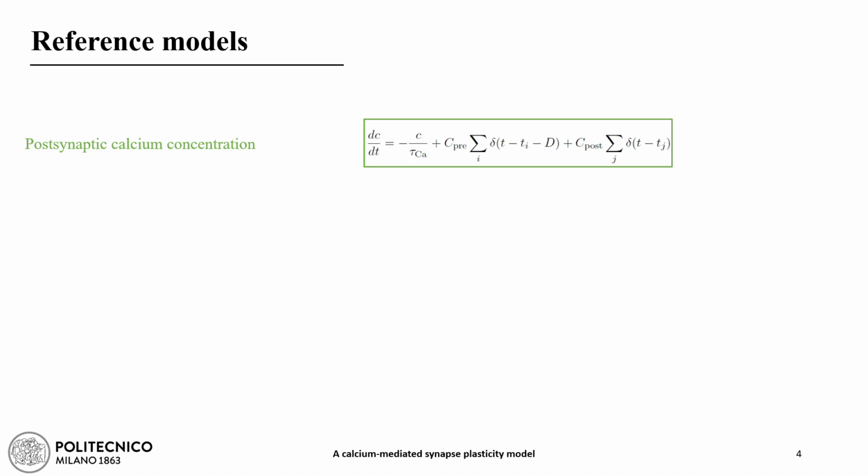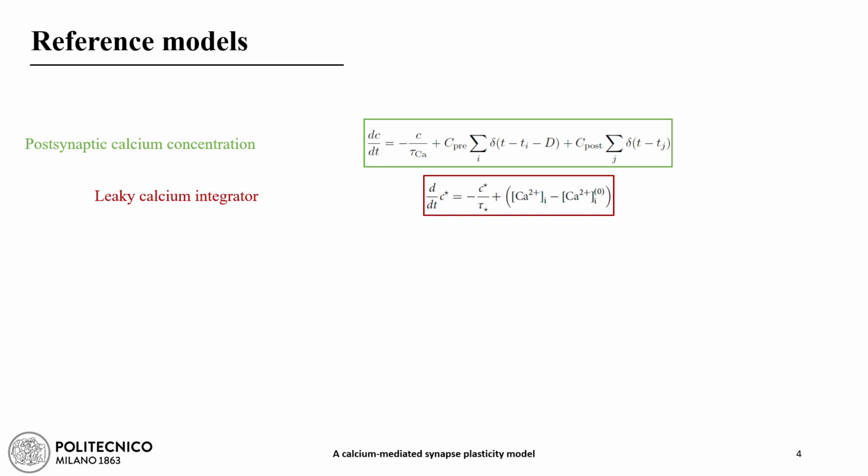The first one describes the postsynaptic calcium concentration basing on the previous post-spike and pre-spikes. Thus, we have the leaky calcium integrator. This variable is used to integrate calcium over longer timescales to drive plasticity. By knowing its value, we can gain insights into how synapses change their efficacy.